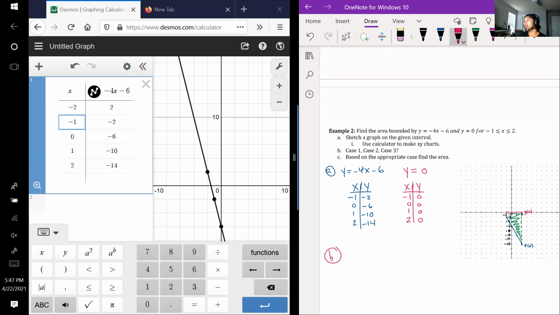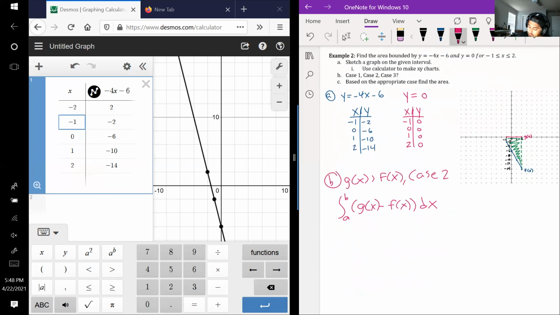All right, B, just finding out what case it is. So looking at our graph, we see that g of x is above f of x, which means this is a case 2. And the setup for case 2 is the integral from a to b of g of x minus f of x dx. So now we're dealing with a case 2.